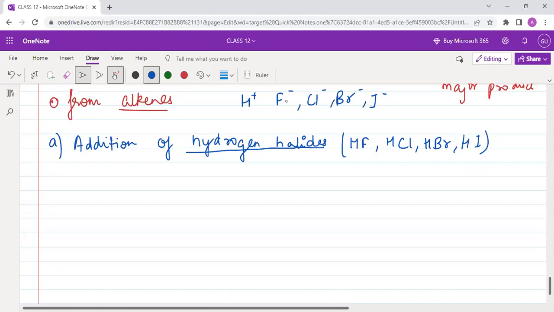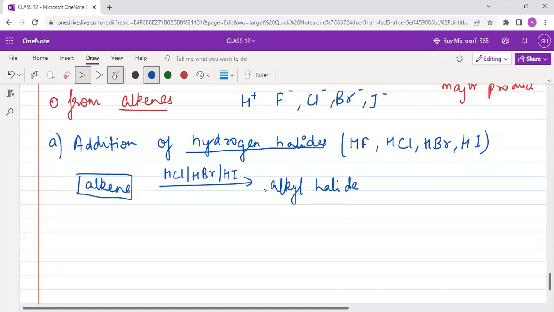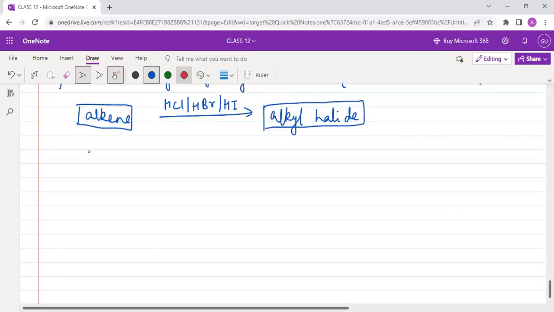So we can convert an alkene into an alkyl halide, that means a haloalkane, by reaction with a hydrogen halide. So we can use HCl, HBr, HI. To convert alkenes into alkyl halides, we have to make them react with hydrogen halides. Do you remember any rule which is used to form the products? Alkene is getting converted to alkyl halide. It's something with Markovnikov.